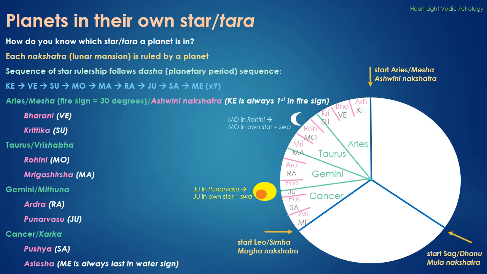And then what else could we do? What's another water sign? Well, another water sign would be Scorpio. What's the last nakshatra in Scorpio? It's going to be Jyeshtha. Jyeshtha is also ruled by Mercury because it's the last nakshatra in a water sign.